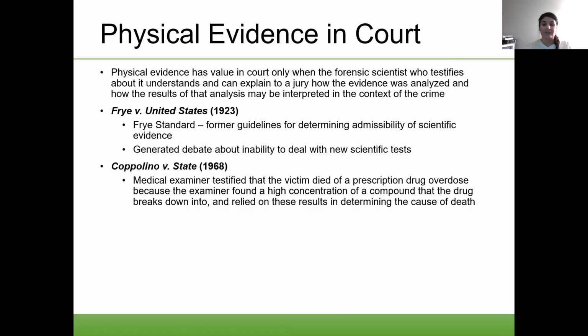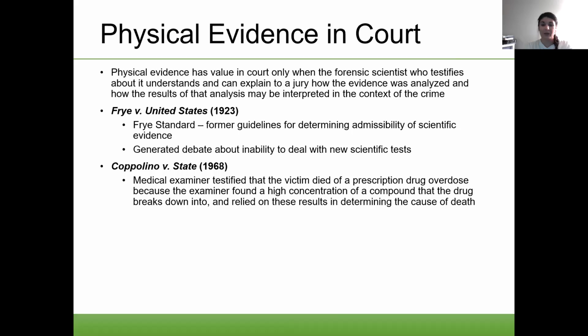Coppolino and State in 1968. In this case, there was a medical examiner that testified that the victim died of a prescription drug overdose, because the medical examiner found a high concentration of a compound that the drug breaks down into, and relied on these results in determining the cause of death.